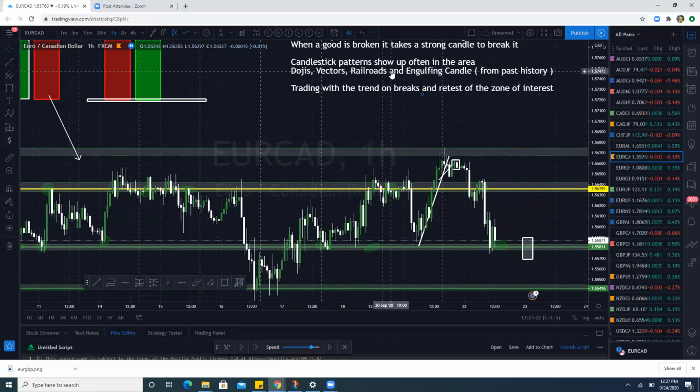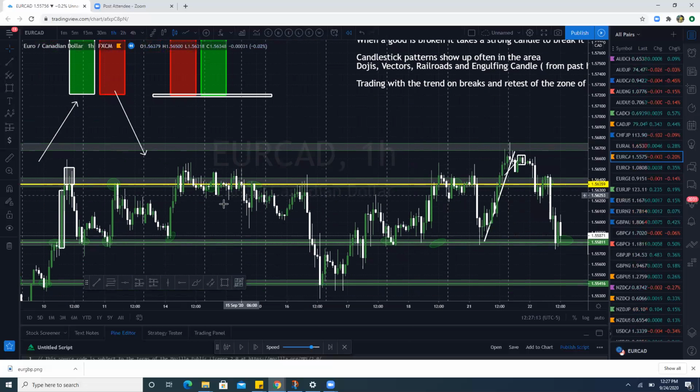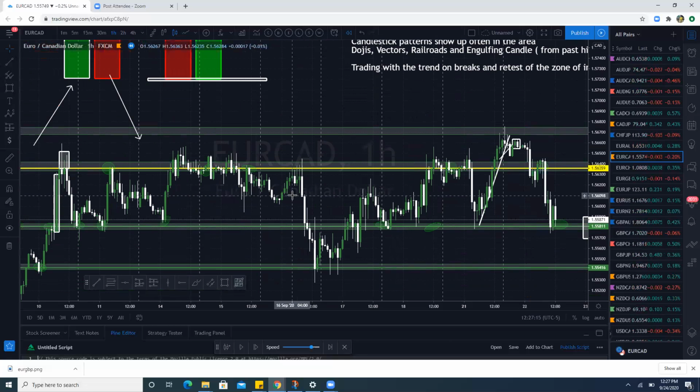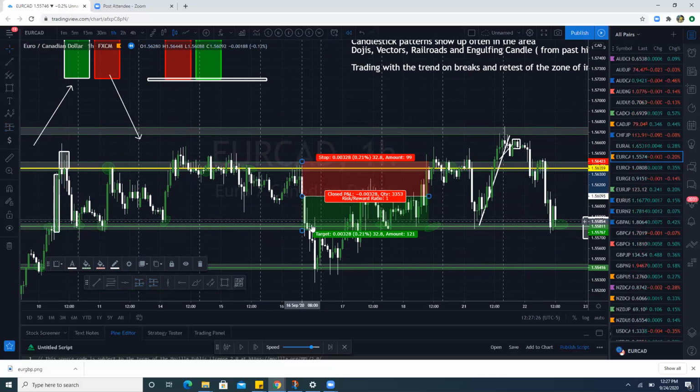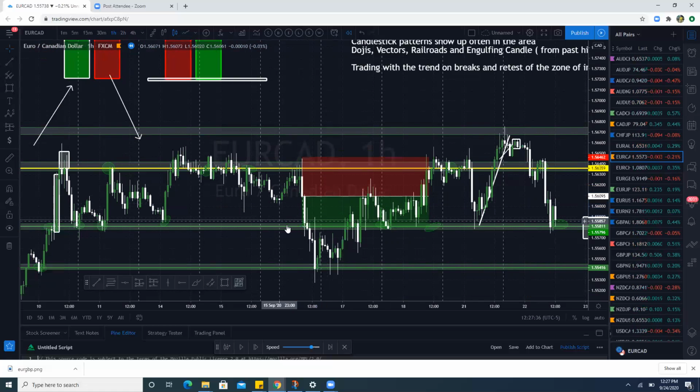So dojis, vectors, railroads are live market confirmations. Engulfing candles are zone confirmations from past history. You can use them in live confirmations. So for example, this one right here. If we use the engulfing candle as my confirmation to enter, which isn't bad at all, there's nothing wrong with it, you would enter here, and I'm not going to disregard the risk, but you would enter here and you would target the next zone, which it hit pretty fast.